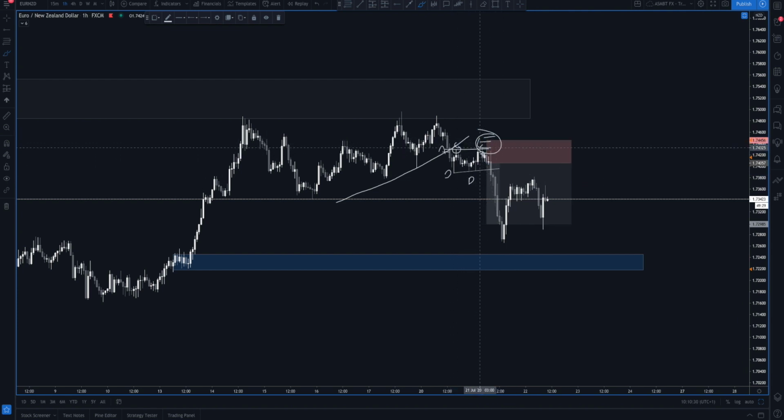So also a double top as well within that. But for me, that's just an additional confluence. That's not what I'm trading solely on. The reason I took it was based on the T&G confluences.